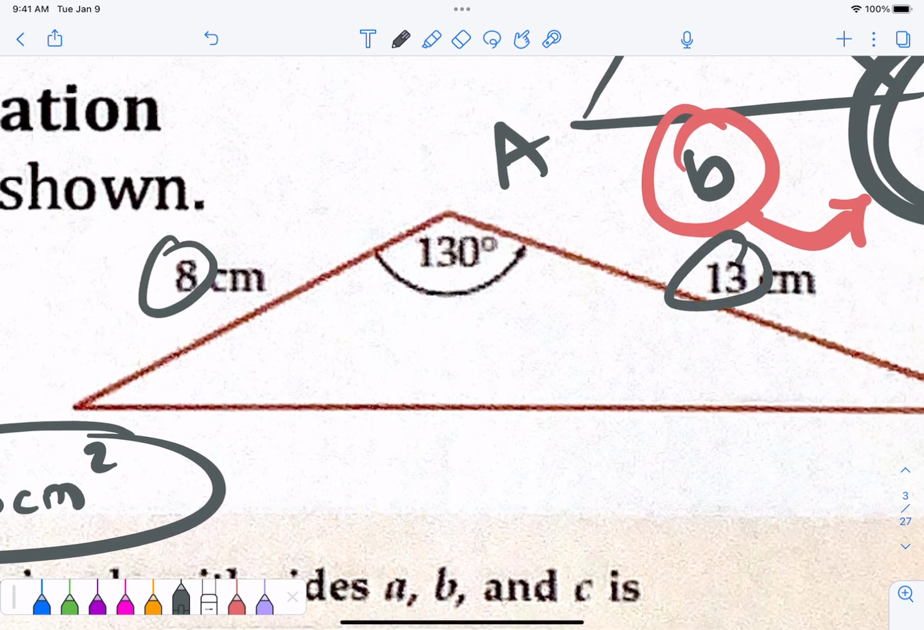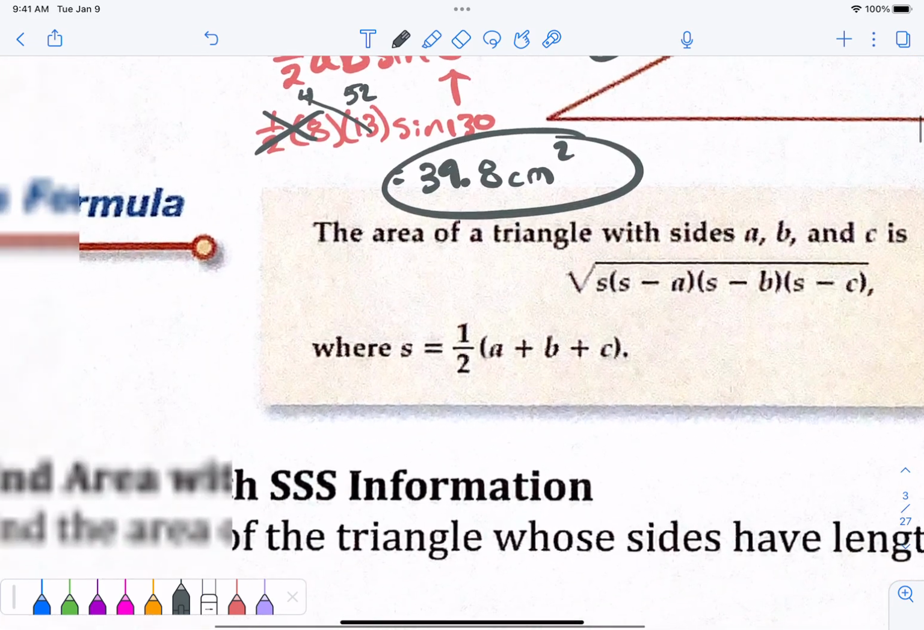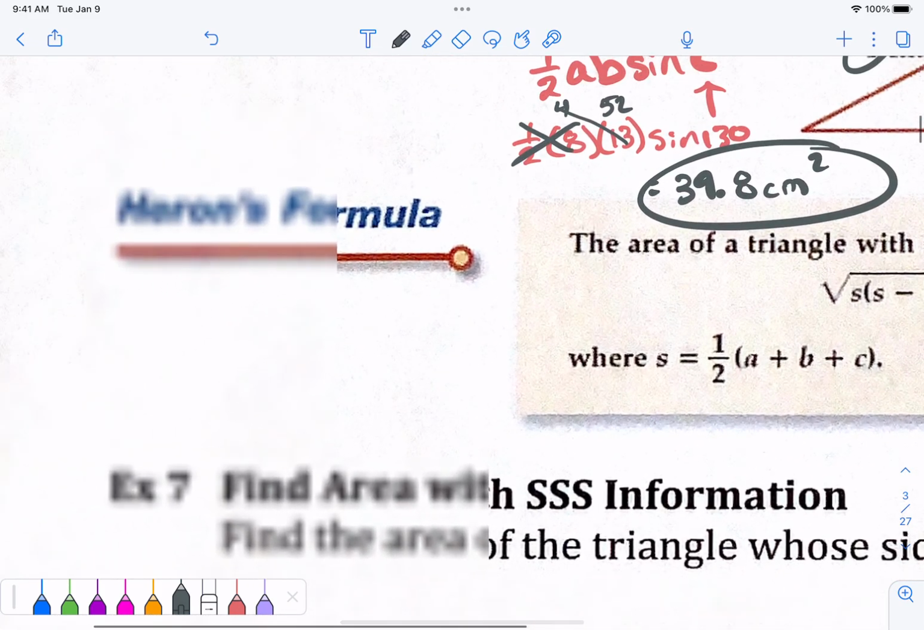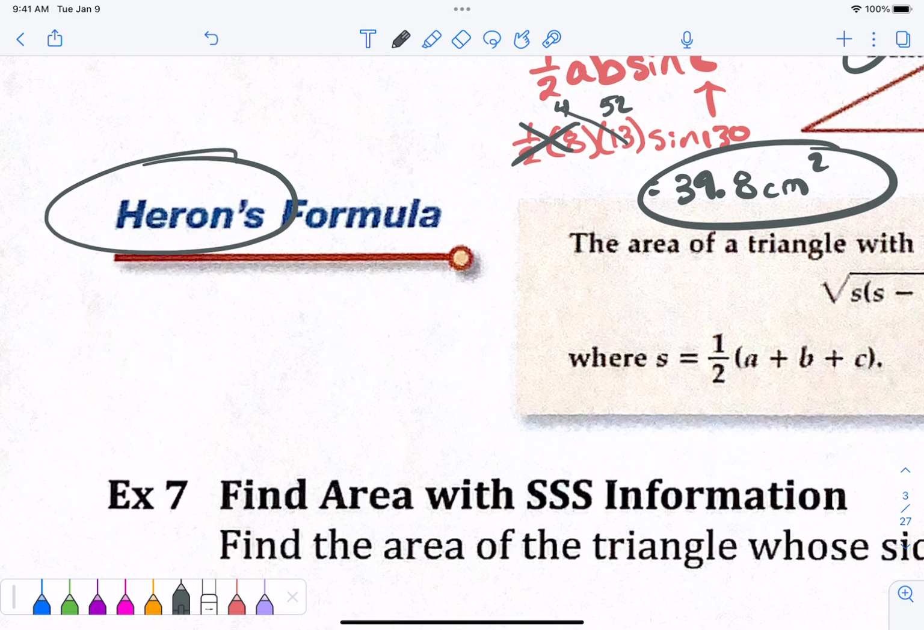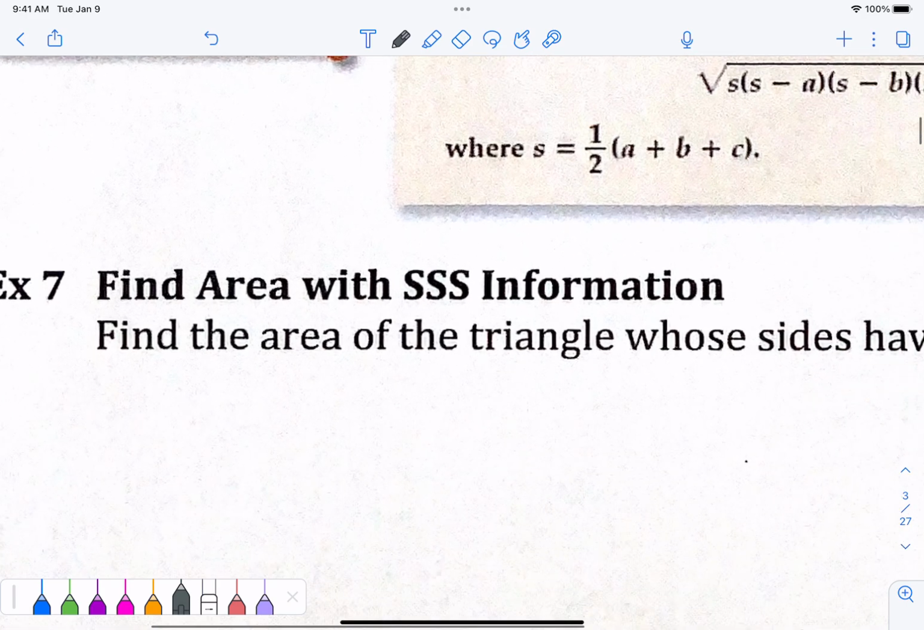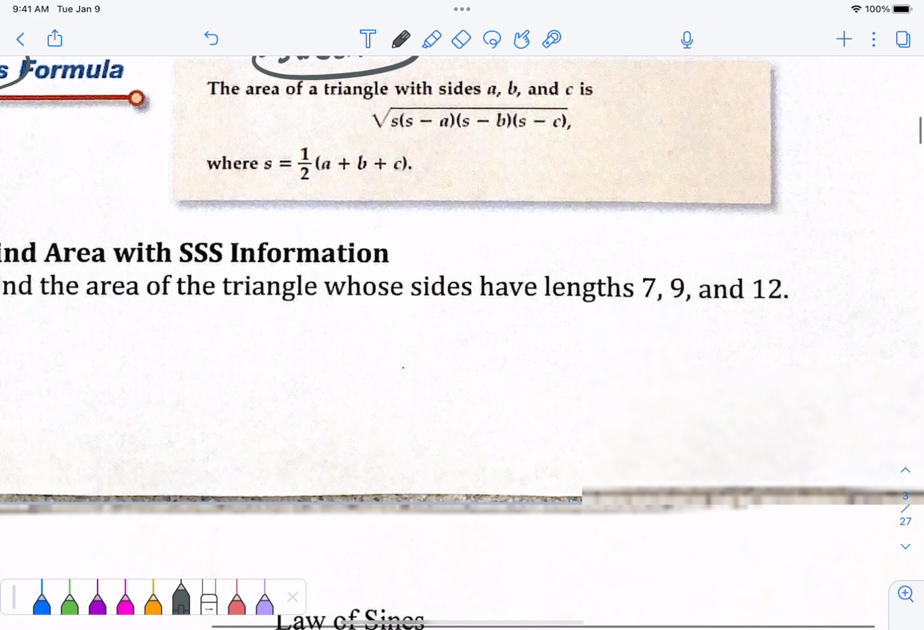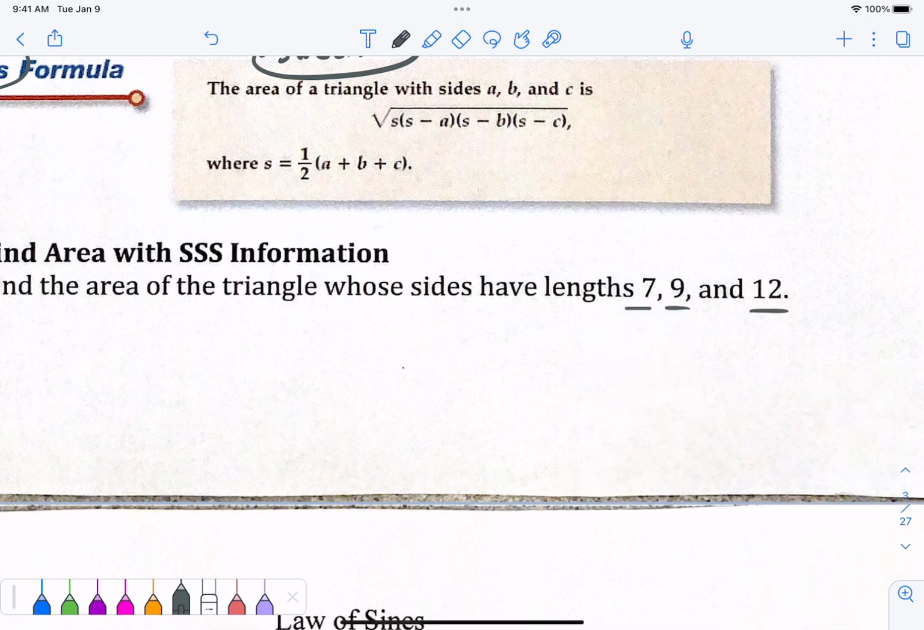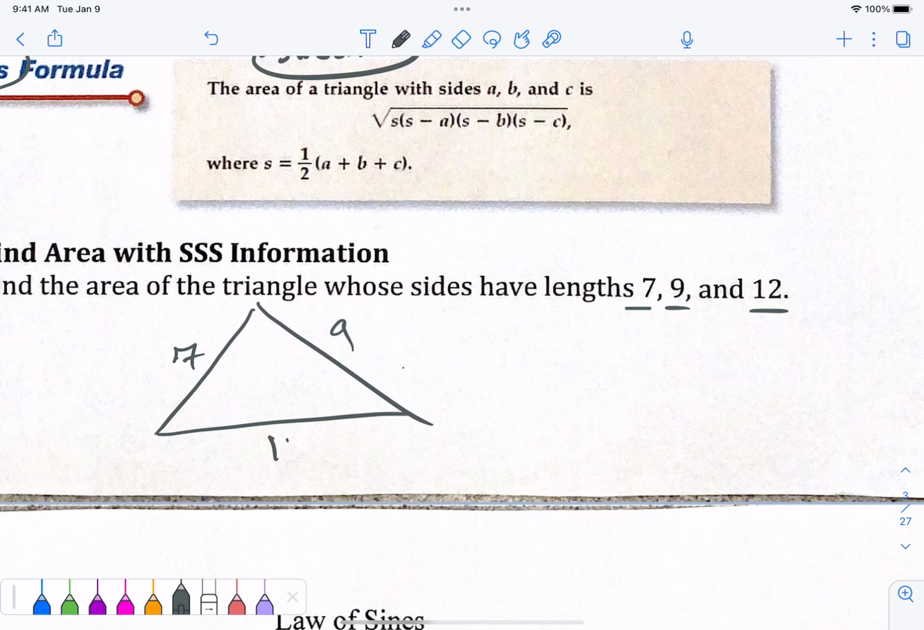Okay, now, the next thing that we have is something called Heron's formula, and this is another way of finding area. So this is a second way of finding area if the only thing you're given is the three sides and not an angle, okay? So I have three sides of a triangle, and one of them is 7, and one of them is 9, and one of them is 12, and I could still find the area of that thing.